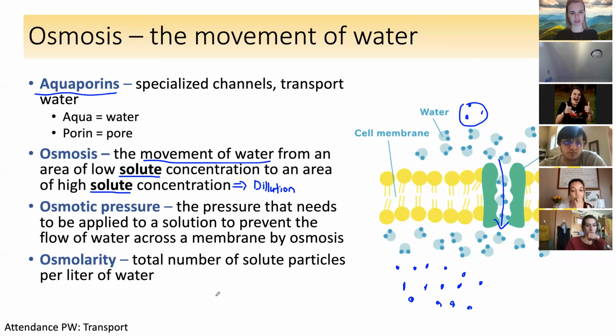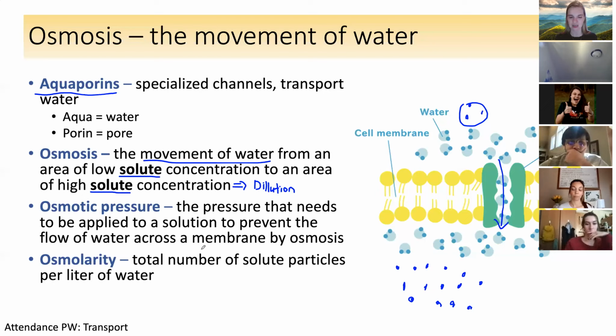These other terms, osmotic pressure and osmolarity, can be a little bit confusing, but let's see if we can define them in a way that makes sense. Osmotic pressure is the pressure that needs to be applied to a solution, something dissolved in water, to prevent the flow of water across a membrane by osmosis. This one is a little bit hard to visualize when we're looking at a very simple picture like this.